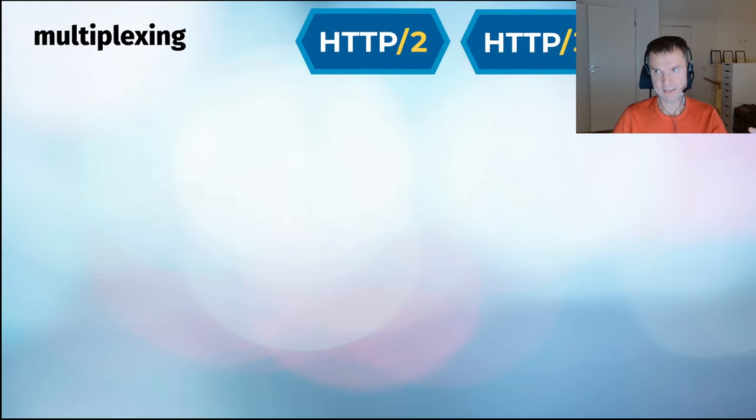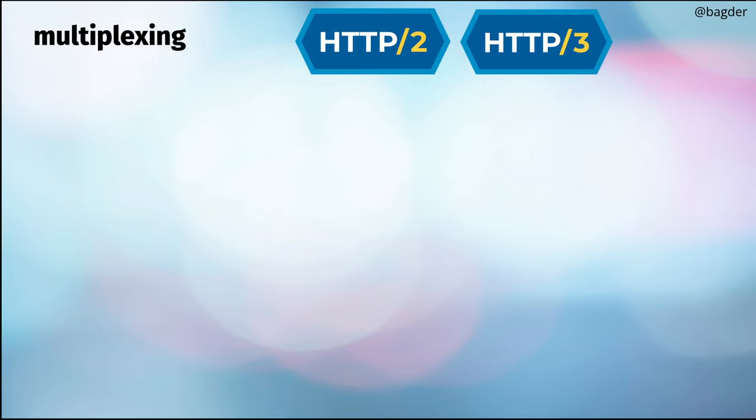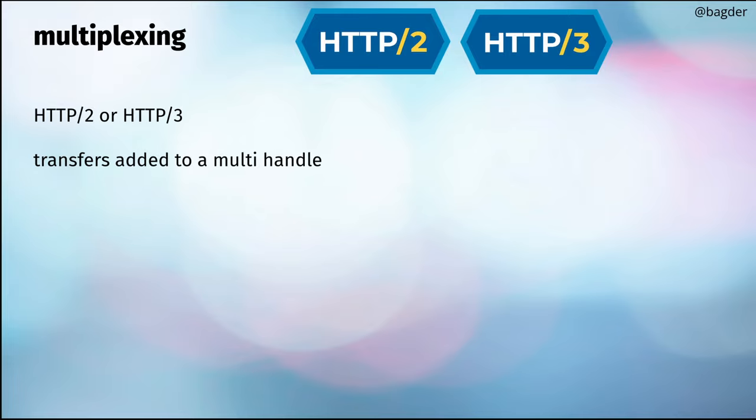And of course, multiplexing only works if you have an HTTP 2 or HTTP 3 transfer to the server. And some additional requirements are also needed, because multiplexing means that you have two or more transfers going at the same time, right? And the only way to have two or more transfers at the same time with libcurl is when you're using the multi interface, the multi handle. So that's the only way you can do more than one transfer at the same time, under libcurl's control.